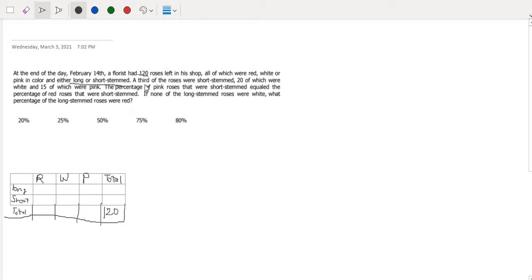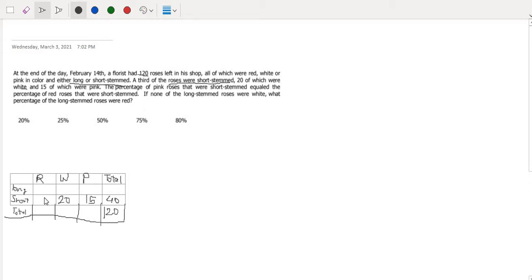Let's fill up the rest of the information. They're saying a third of the roses were short stemmed. So how many are short stemmed? One third of 120 is 40, right? So it goes under short stemmed total. Total 40 roses are short stemmed, 20 of which were white and 15 of which were pink.